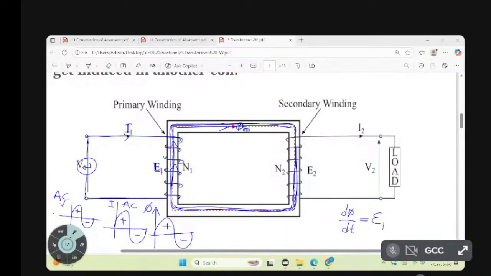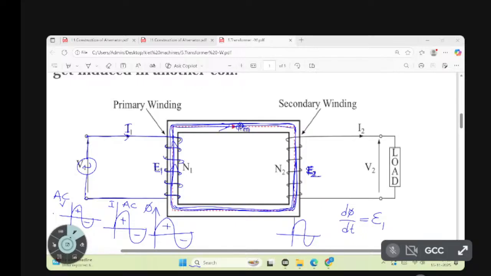Because an alternating flux is available here, dφ/dt is available. So in the secondary winding also an EMF is established. Alternating flux is linking with the winding. So this winding is capable of establishing an EMF that is called E2.